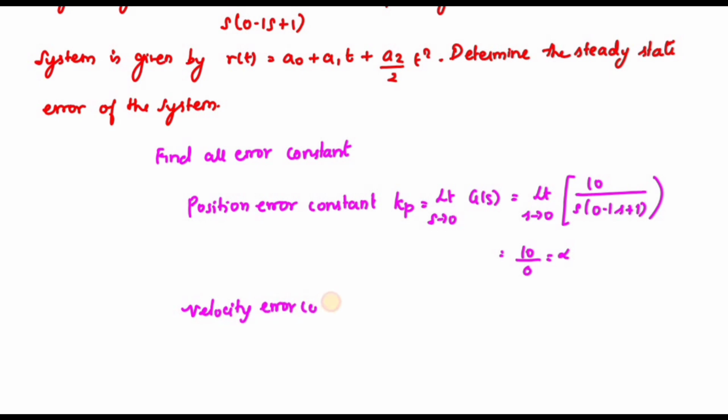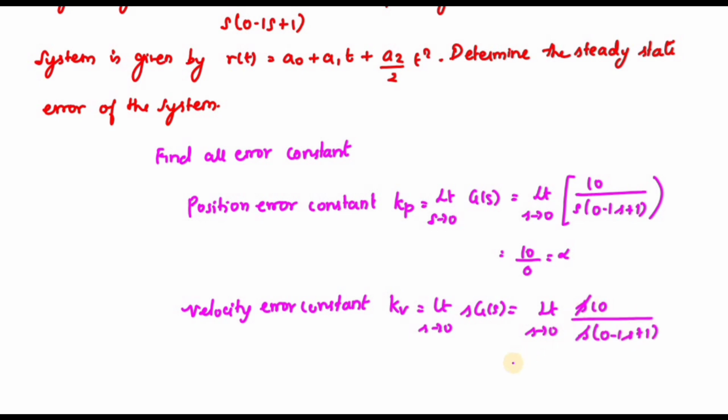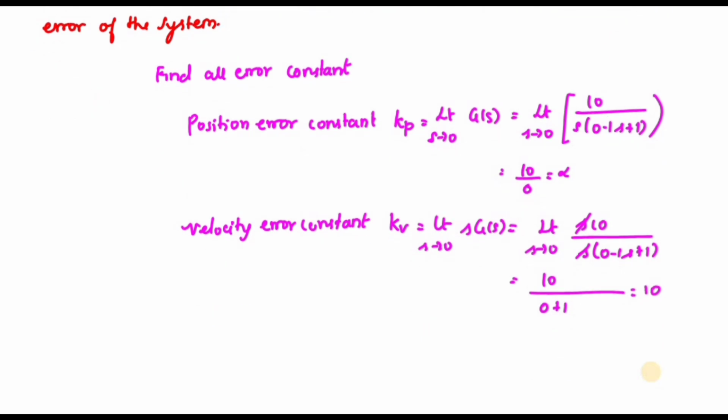So the velocity constant is nothing but Kv, that is limit s tends to 0 of s into G(s). So limit s tends to 0 of s into 10 divided by s into (0.1s plus 1). Here s gets cancelled out. If I substitute 0, I will get 0 plus 1, that is equal to 10 as your answer. Here it is represented in terms of 1 by seconds. Generally these are constant units.